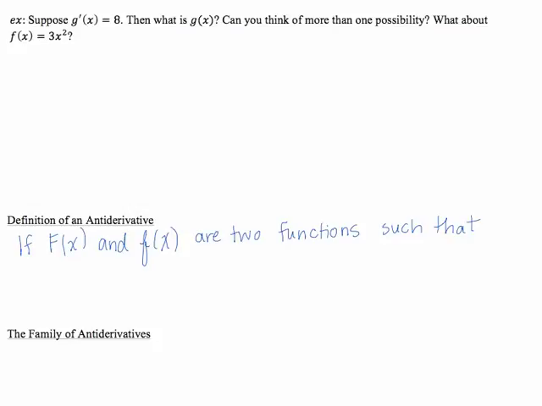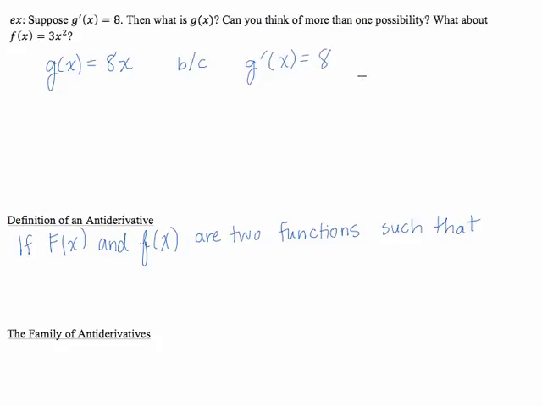In this video, we're going to look at what the meaning of an antiderivative is. So let's start with a simple question here. Suppose we know that the derivative of some function is 8. Can you figure out what such function has a derivative of 8? Well, with your knowledge of derivatives, hopefully you can guess that g of x could possibly be 8x, because the derivative of 8x is 8.